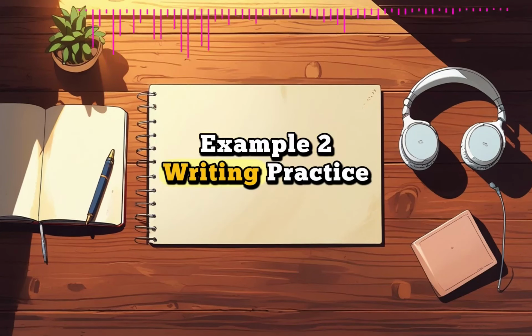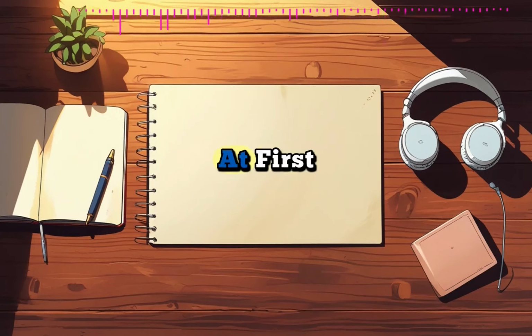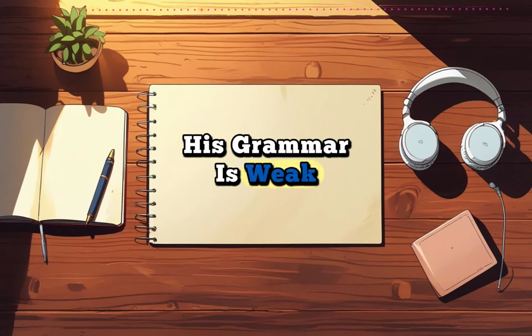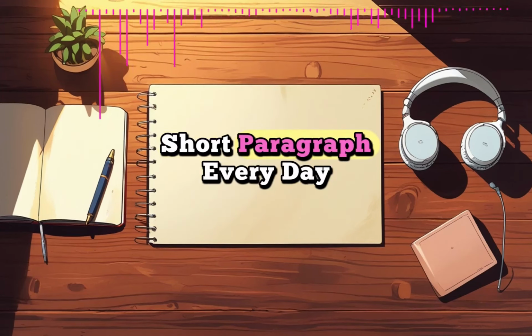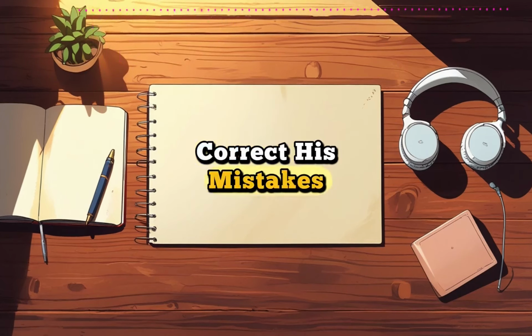Example 2. Writing practice. John wants to improve his English writing. At first, he struggles to form sentences and his grammar is weak. But he decides to write one short paragraph every day about his life. He also asks a teacher to correct his mistakes.